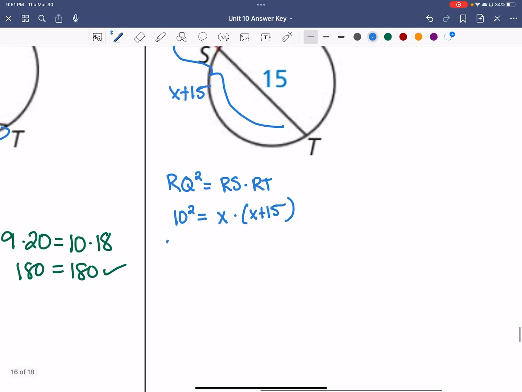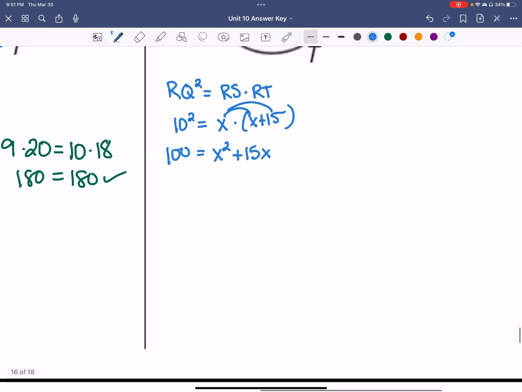So I am given 100 equals x times x, which is x squared, and then x times 15 is 15x. So because of this, I have to go ahead and subtract both sides by 100 because I have this x squared. This is giving me a lovely quadratic, which I will end up having to factor to solve. So from here, I'm going to go ahead and factor here.